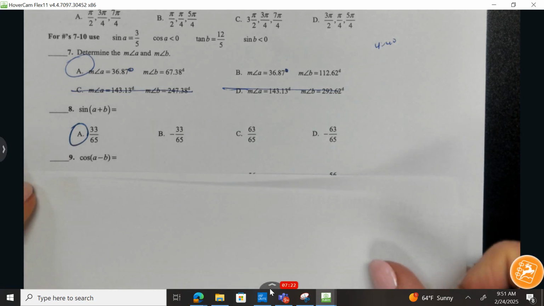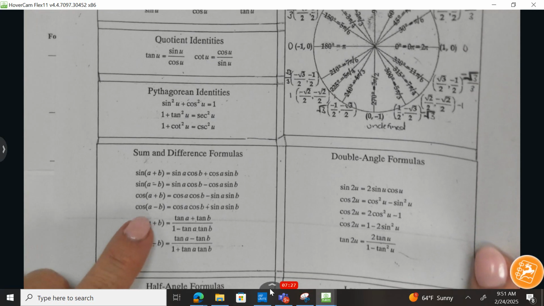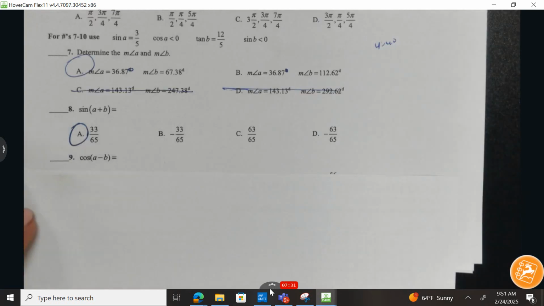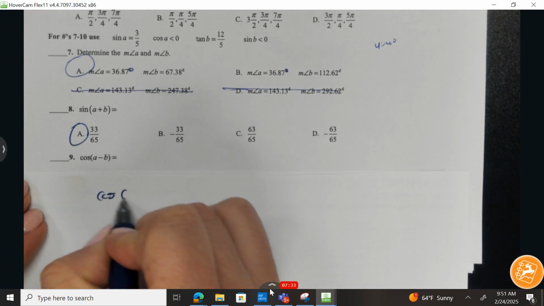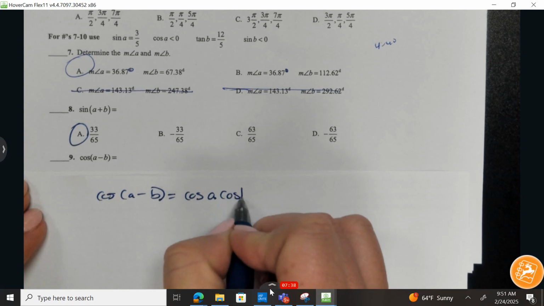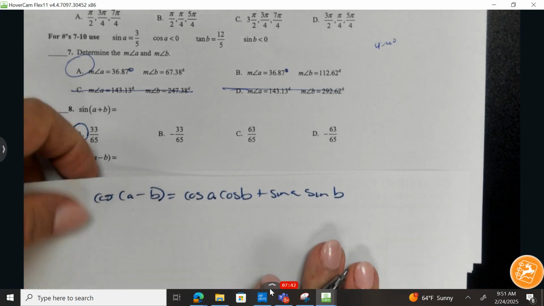Number 9. All right, so I'm going to take back here, and I've got to know what is cosine of A minus B. So I'm going to write down this fact. Cosine of A minus B is cosine A, cosine B, plus sine A, sine B. All right, let's come right back to this paper.